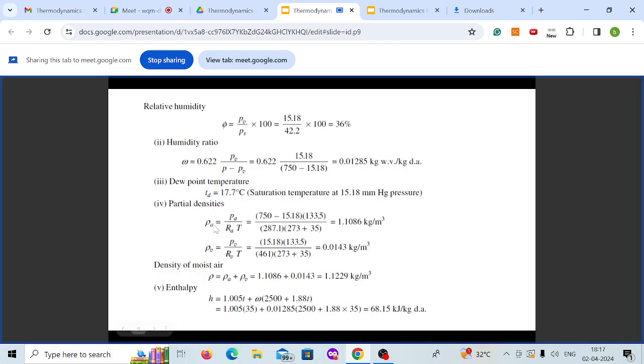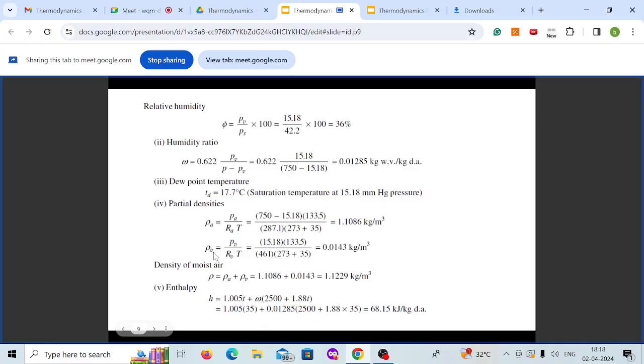Initially for air, we can find out the partial pressure of air. So partial pressure is your total pressure 750 minus 15.18, multiplied by 133.5, converting into Newton per meter square. Then divide by RA, which is 287.1 for air, into your temperature, 35 degrees Celsius, so 273 plus 35. This will give you a density of air as 1.1086 kg per meter cube.